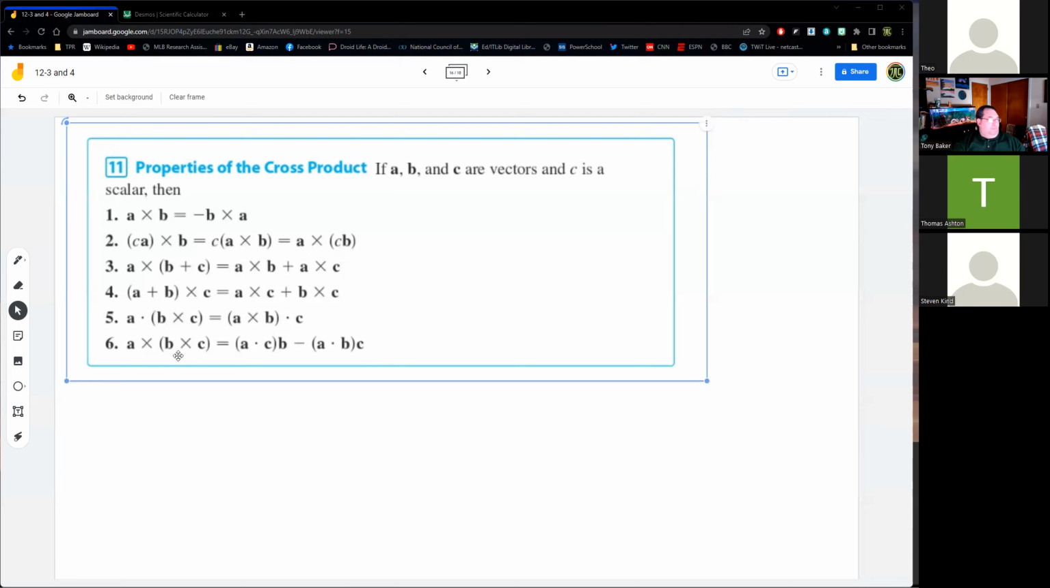If you were doing multiple cross products, this is the dot product of A and C times B minus the dot product of A and B times C. So remember, B and C are vectors. So we'd find this and then find this one and subtract those 2 vectors. So it still would come out to be a vector at the end.